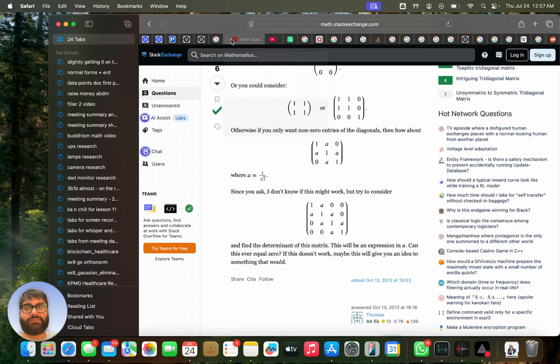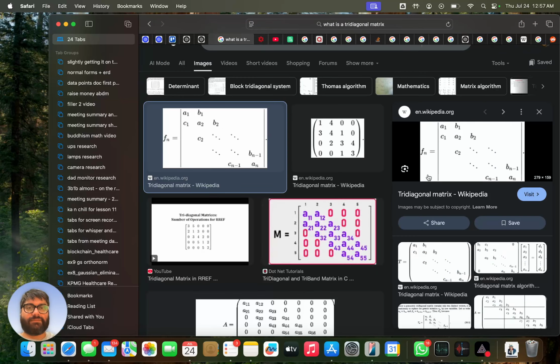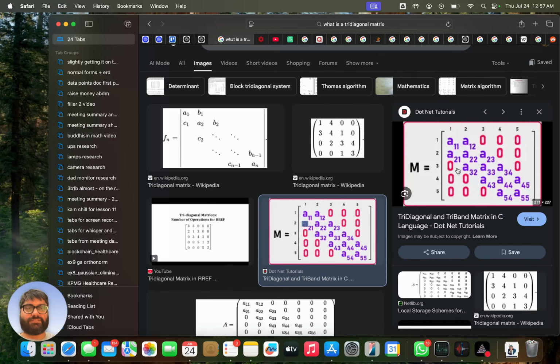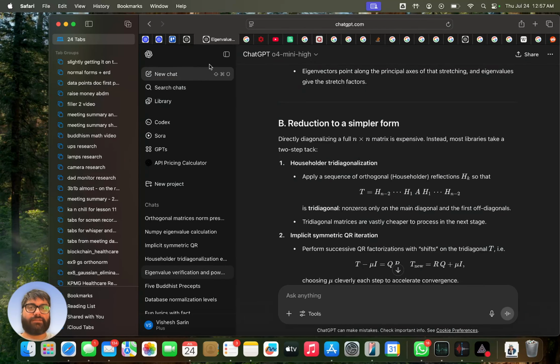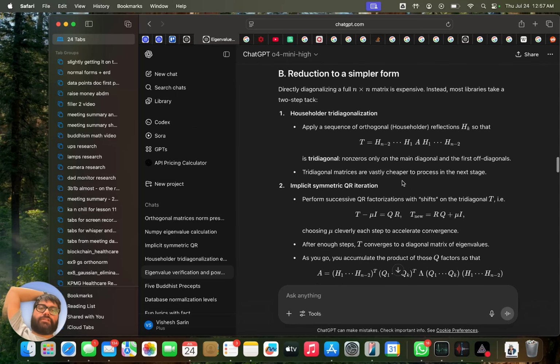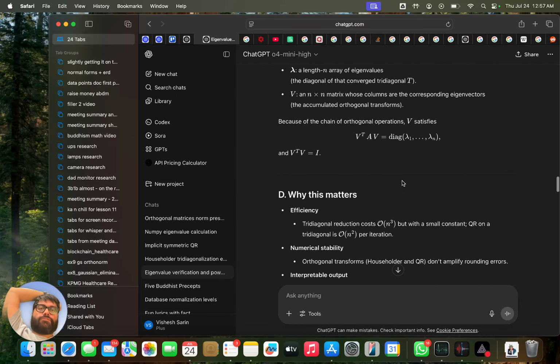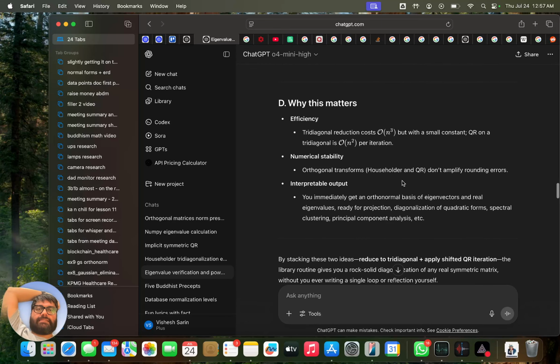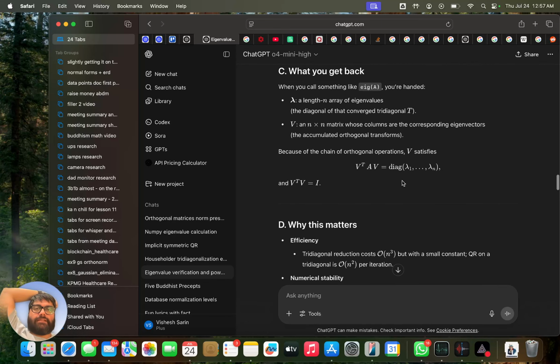I don't know how else to describe. Actually, you know what? I do know exactly how to describe it. Boom, right there. This photo right here, that's a tridiagonal matrix. So that's where it's at. After that, you do QR factorization iteratively to actually get the final answer.